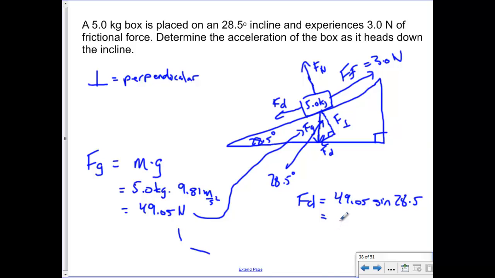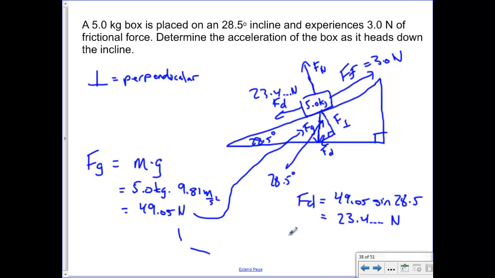Okay, I got 23.06, etc. Oh, I messed up here. Sorry, let me try that one more time. 49.05 times sine 28.5 is 23.4 newtons. That's how much is actually getting pulled downhill. That's why I like to call it FD. That's what I was shown. So this FD right here pulling down is 23.4 newtons.